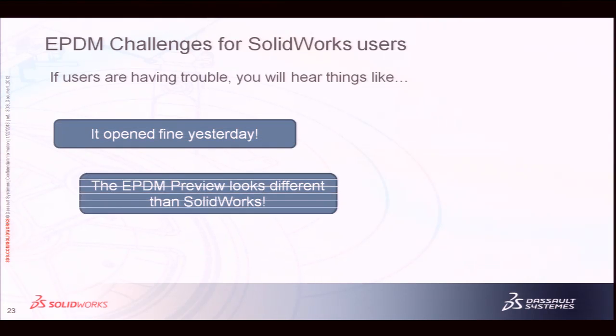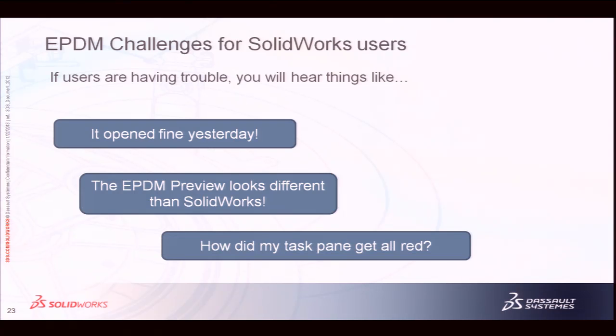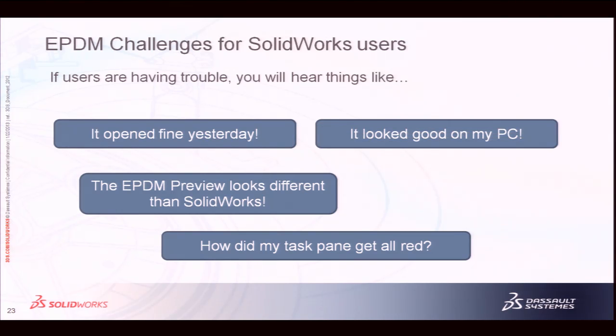So, when you hear things like, this looks different than SolidWorks, why is my task pane red, things like that: if you open up an assembly and you have all those red circles along the side in your task pane, that generally means that you're looking at out-of-date parts. Or, it does mean that. Another one is, it looks good on my PC. We hear that one a lot. And one of the reasons why I bring this up is that these are the kind of things, I guess, to listen for.